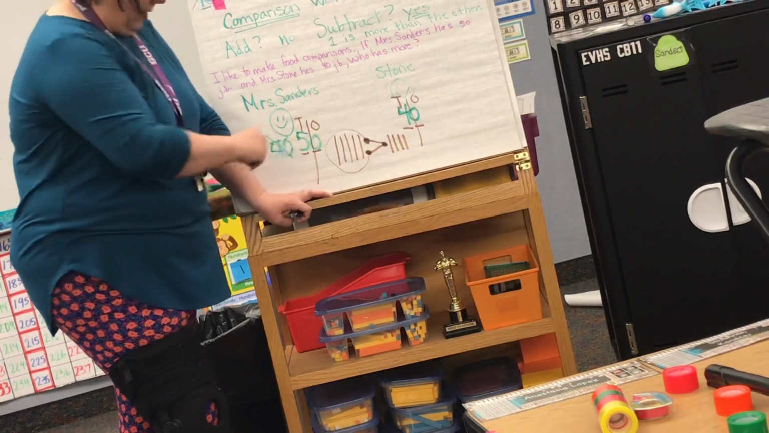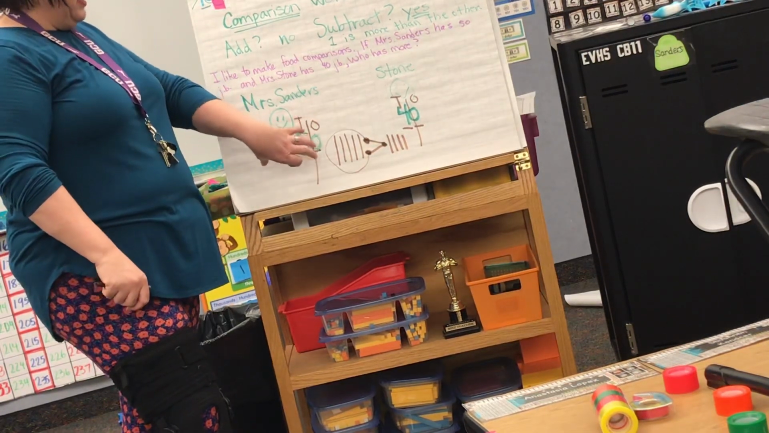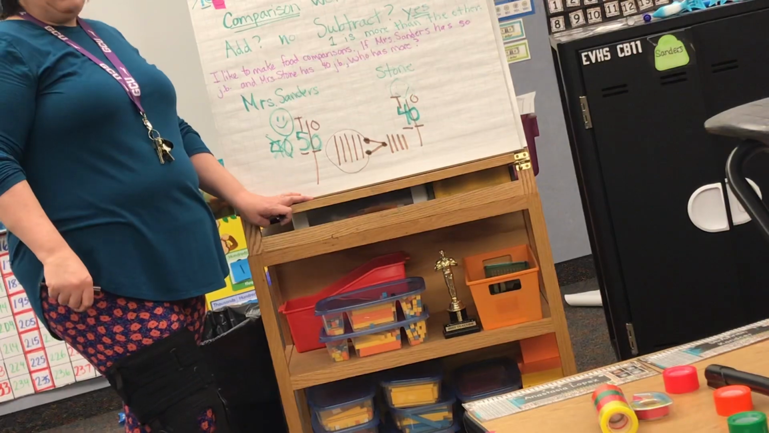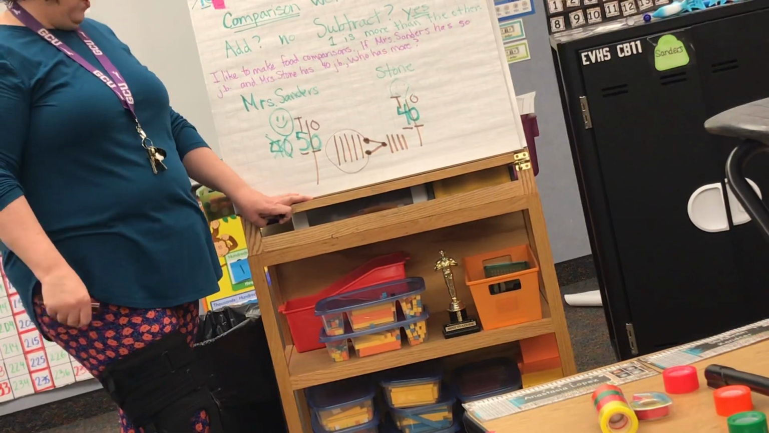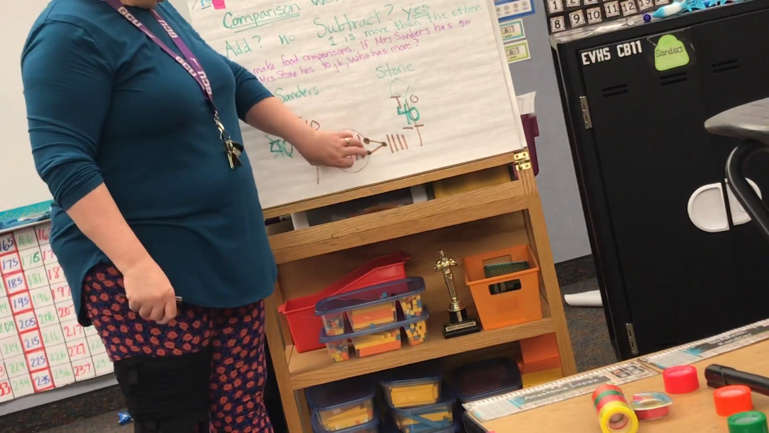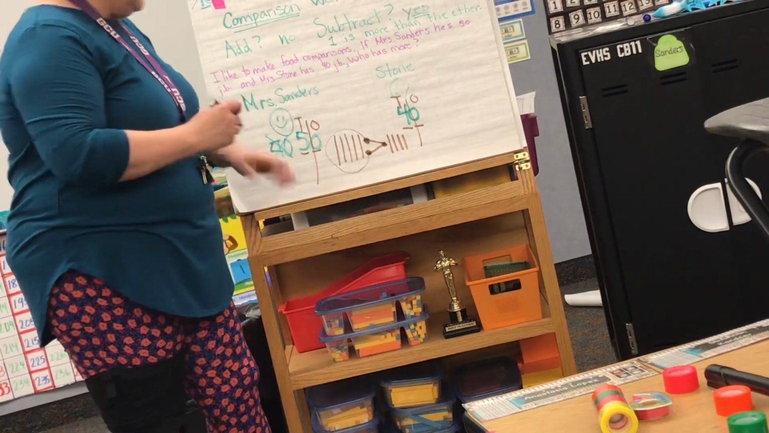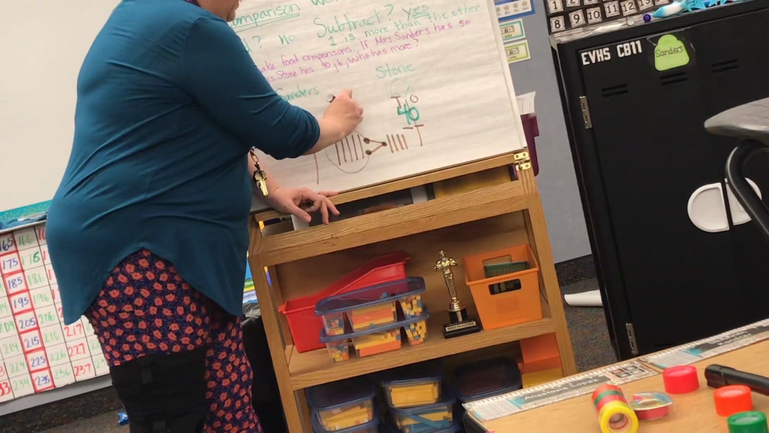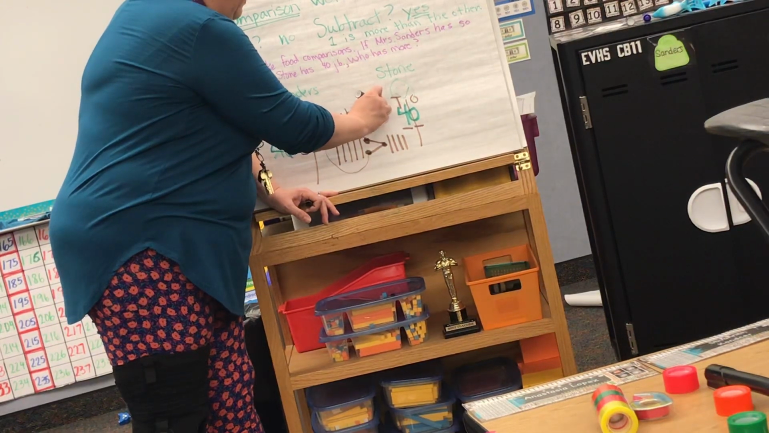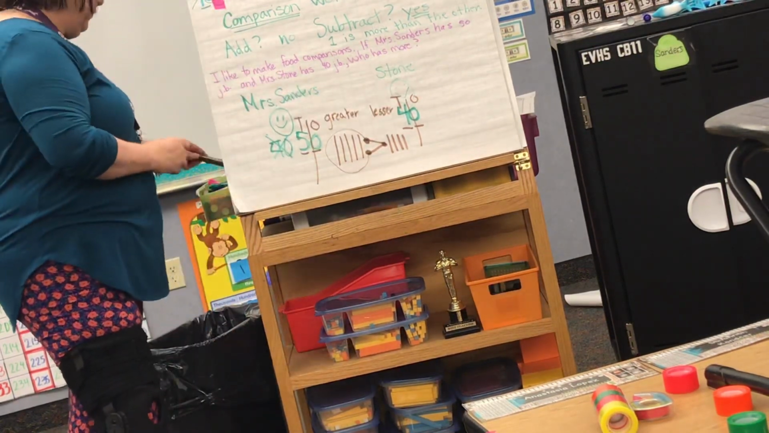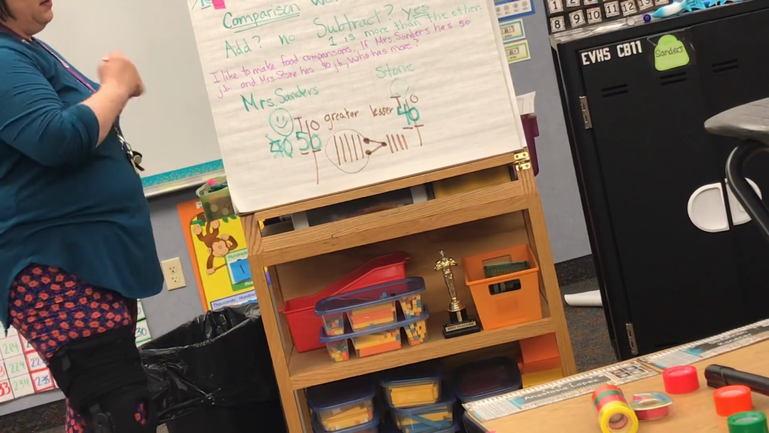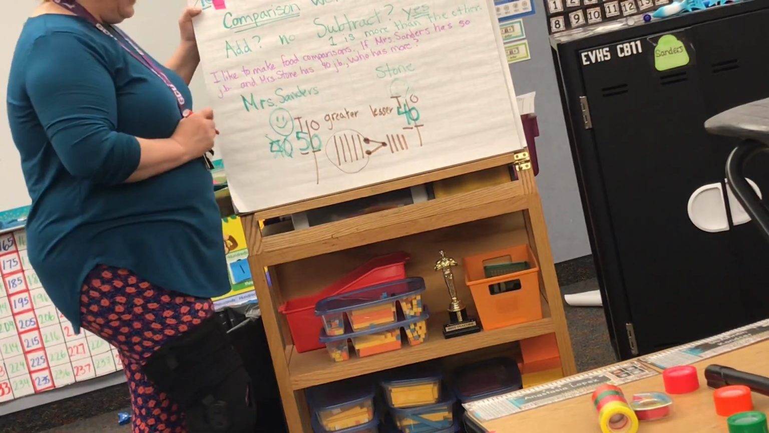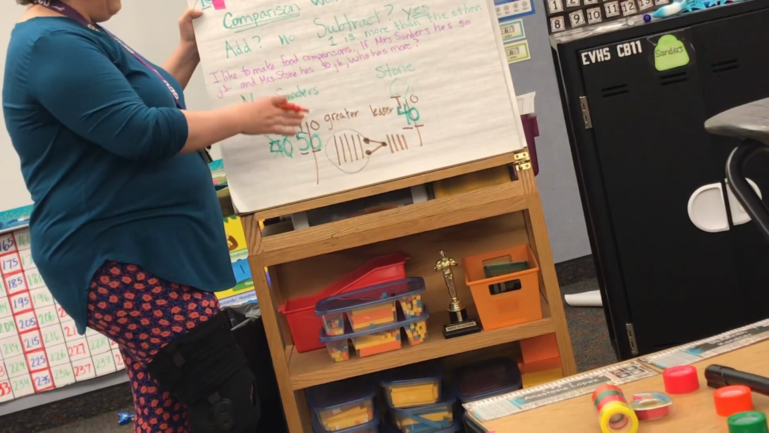The bigger amount is Mrs. Sanders. But now I need to compare and find out how many more, right? I see that this is more and this is less, right? This is greater and this is lesser, or fewer. And I'm going to make a subtraction problem when I'm comparing them.